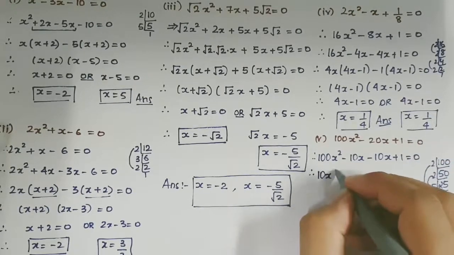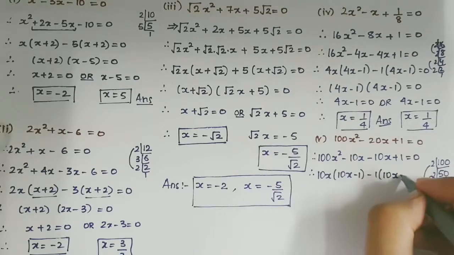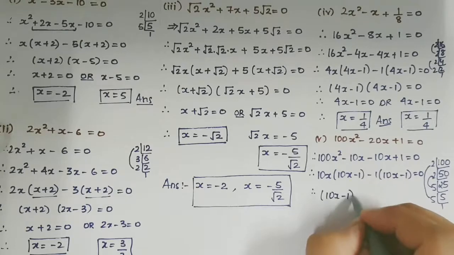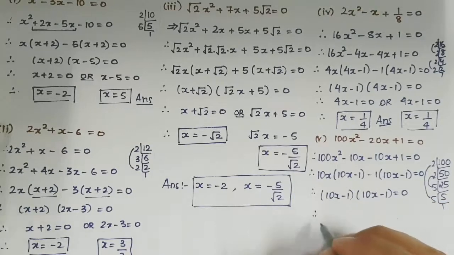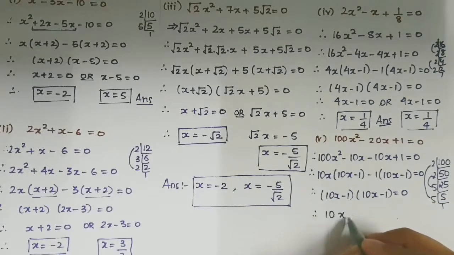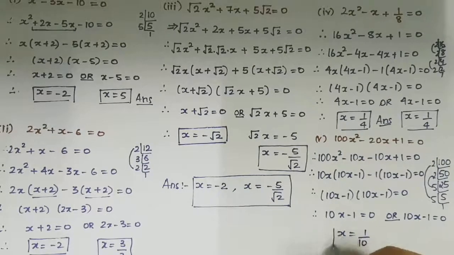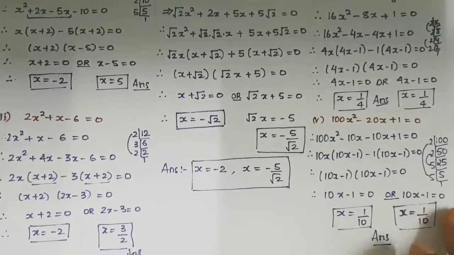Therefore 10x minus 1 will be common. 10x minus 1 equals to 0. Therefore 10x minus 1 and 10x minus 1 equals to 0. Therefore x will be 1 upon 10, and here also x will be 1 upon 10. I hope you have understood this sum. This is your answer. Yeah, thank you.